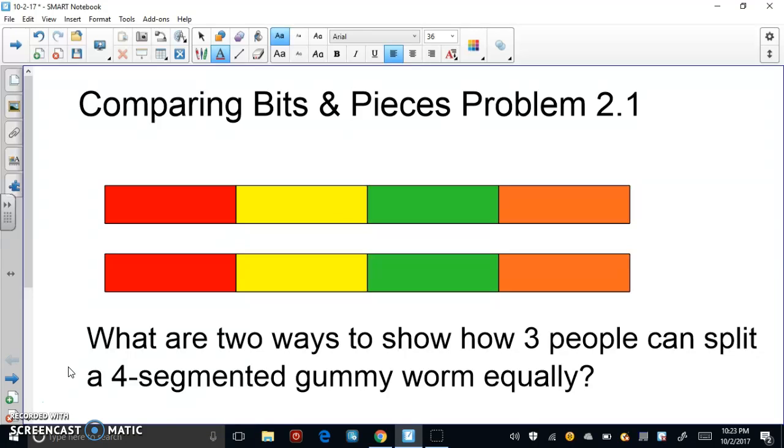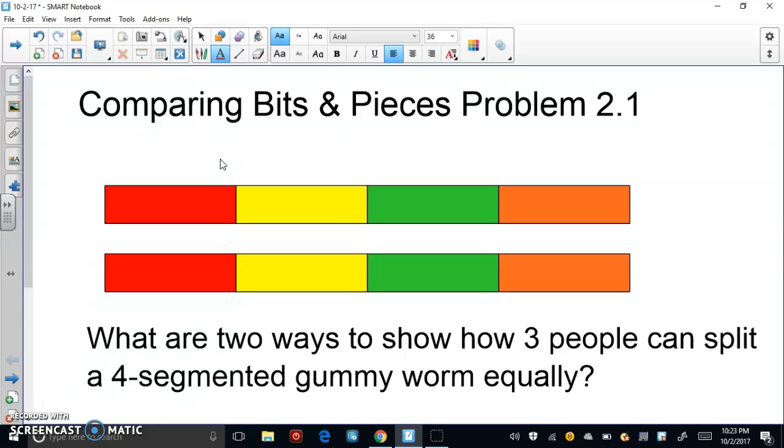Now, it's very simple if we have 4 people in a group because each person would get a fourth. That would make things a lot easier. But what if there are 3 people in the group and they would like to share the gummy worm evenly? So let's talk about a couple of different ways that we can do this.